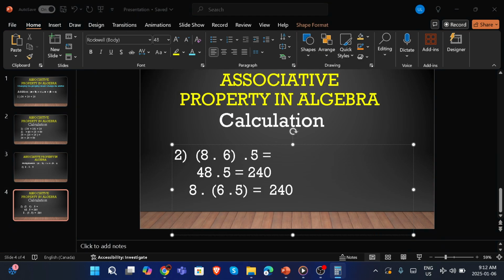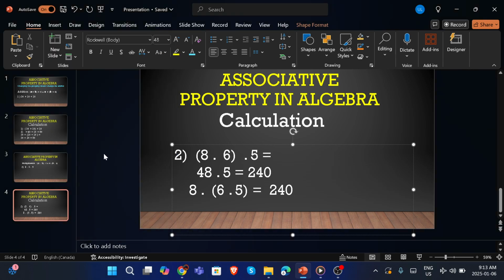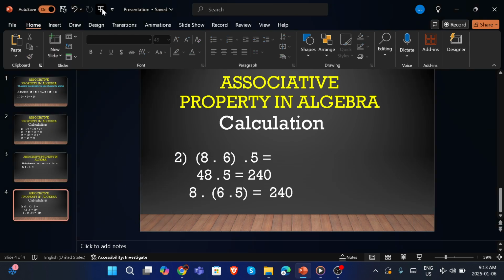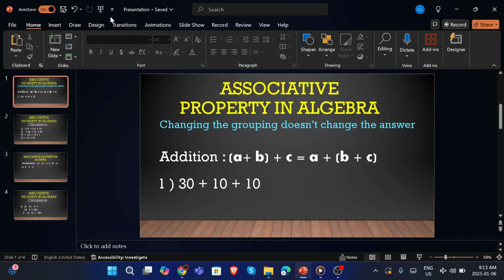Let's make sure again with our calculator. If we do 8 times 6 times 5, boom, it gave us the same result, 240 and 240, which means that the multiplication operator is an associative operator in algebra.